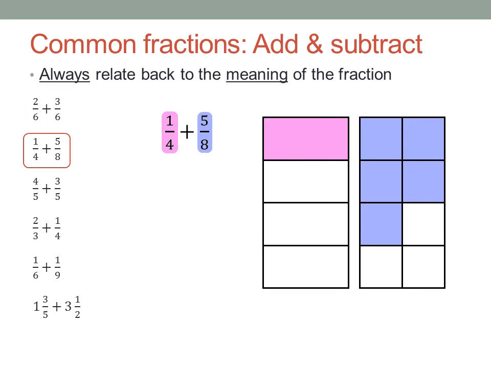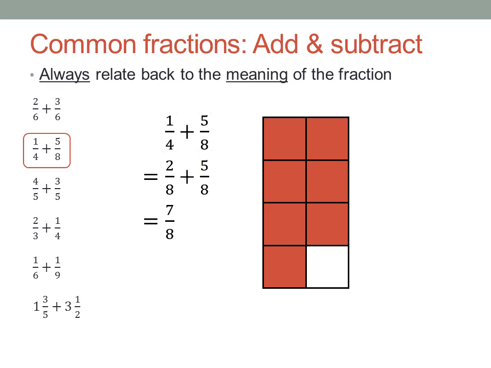What about related denominators, like 4 and 8? Well, they're not the same size right now, but an eighth is half the size of a quarter, so 1/4 is the same as 2/8. Now I have pieces that are the same size. 2 plus 5 makes 7/8.